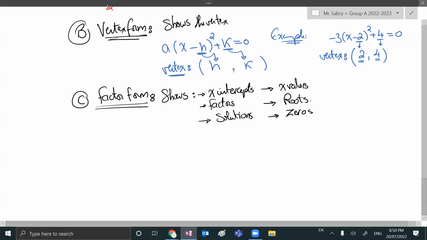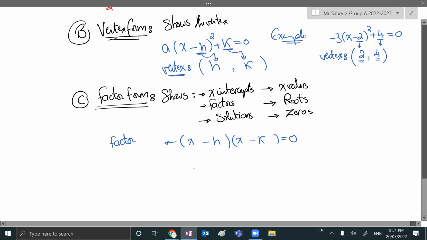So what is this form? How is it written? And what are the characteristics of it? It has two brackets, not just one. And both brackets have x's in them. And both brackets have numbers in them as well. Now, if you look at them written in brackets as they are right now, each one of those brackets is called a factor.